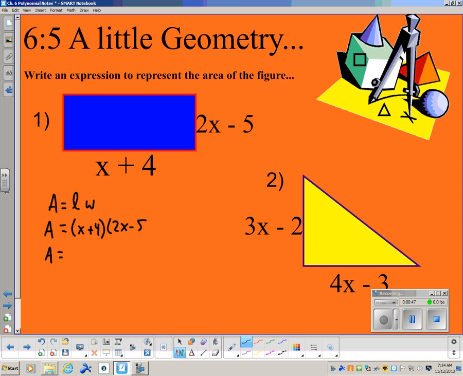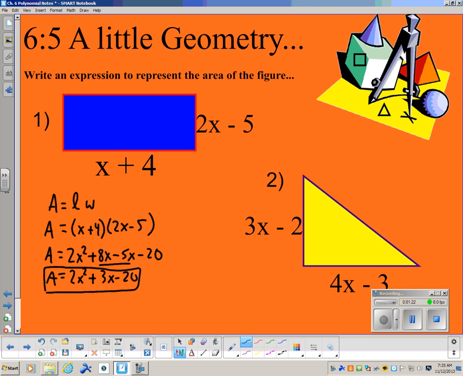So we got x times 2x there is 2x squared. We got 4 times 2x there is plus 8x. And then we got x times a minus 5 is a minus 5x. And 4 times a minus 5 there is a minus 20. Now we can just simply combine our like terms. So 8x minus 5x there is 3x minus 20. So there's our nice area for our rectangle, 2x squared plus 3x minus 20.